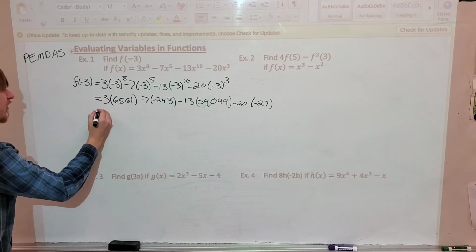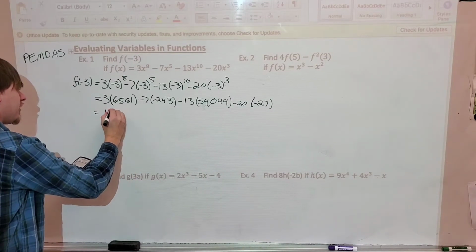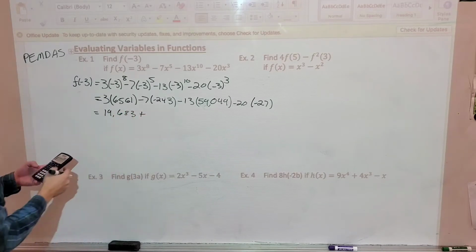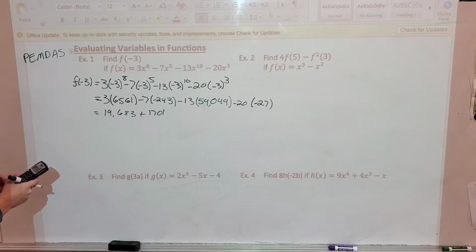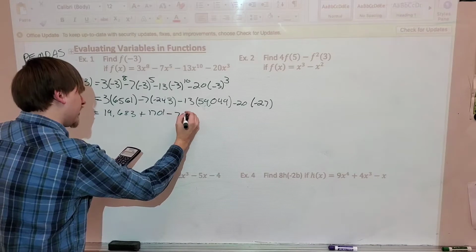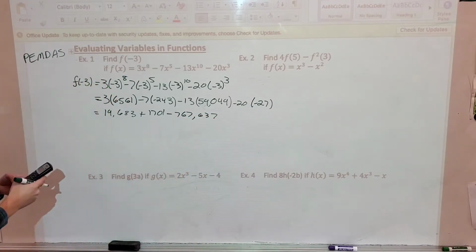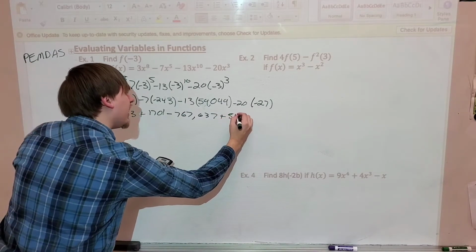All right. So now we're going to multiply. 3 times 6,561, 19,683. We have a double negative, so that's going to be a plus here. 7 times 243, 1,701. 13 times 59,049 is 767,637. 20 times 27. Double negative again makes a positive 540.